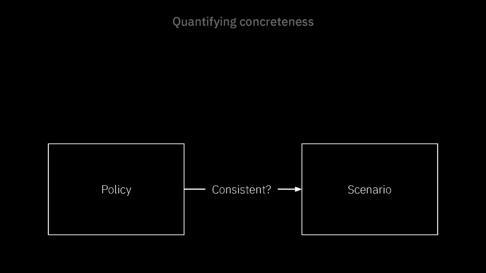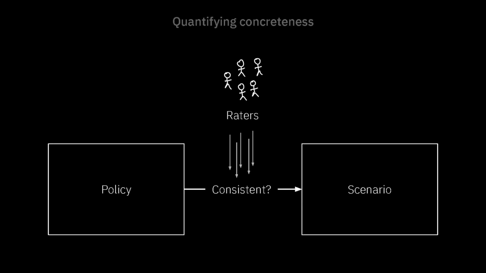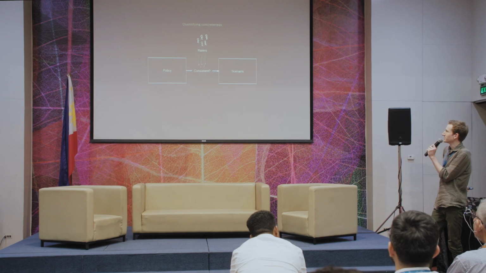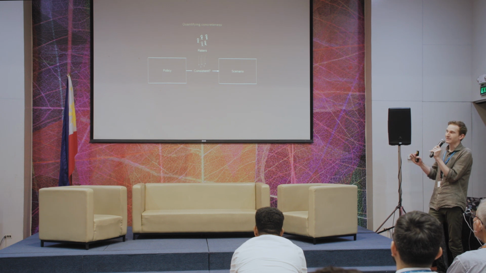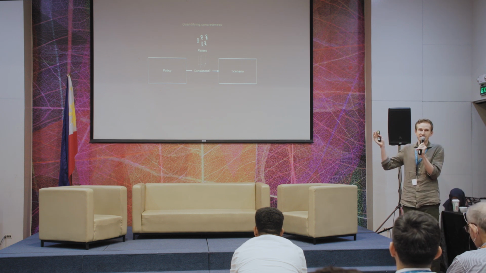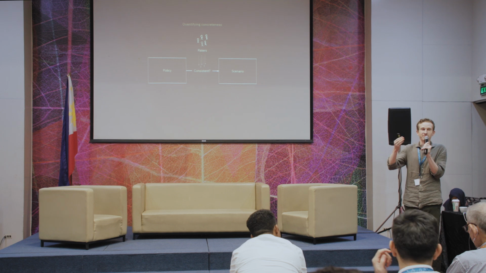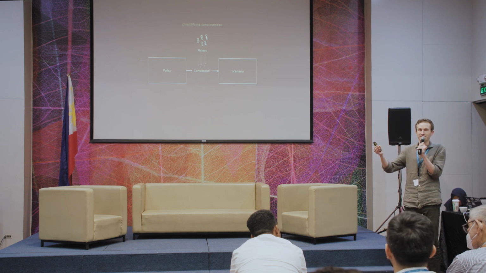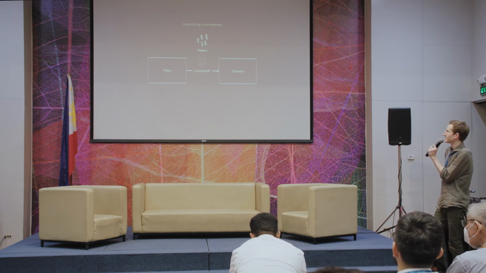And so we're going to adjudicate whether those policies are consistent with those scenarios. And importantly, we're not just going to have one person do that, but we're going to have a diverse set of raters who are representative of the stakeholders in that particular context, all make these consistency judgments. And then the degree to which a policy is concrete is basically the degree to which those raters agree about whether a given scenario in the future is consistent with the given policy. So it's a form of inter-rater agreement.